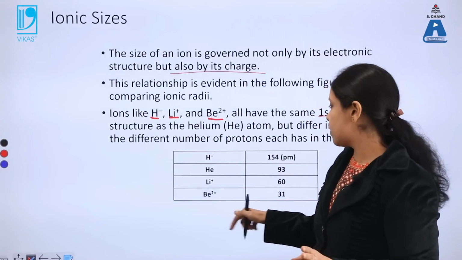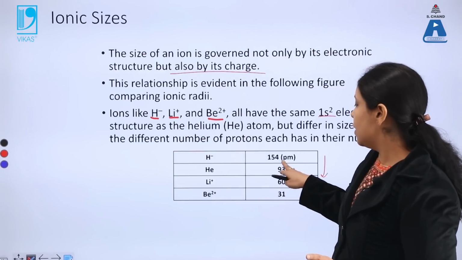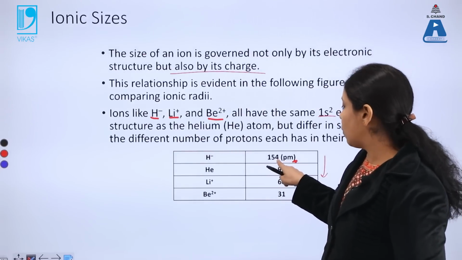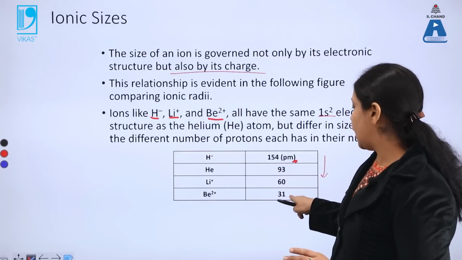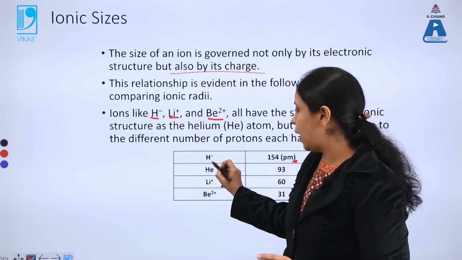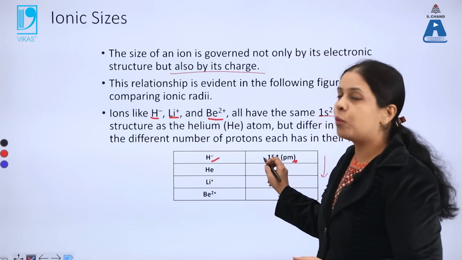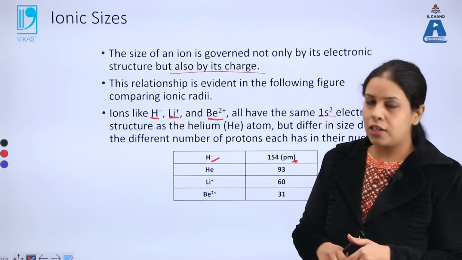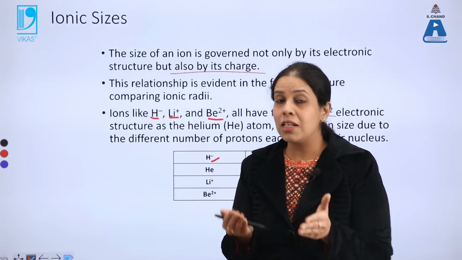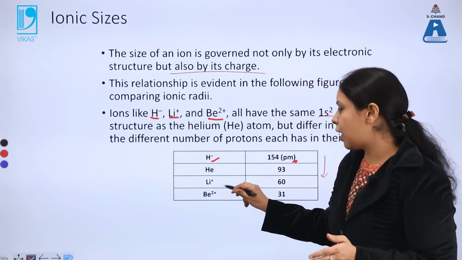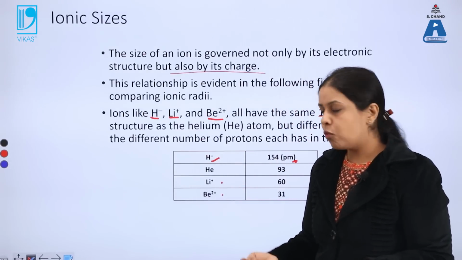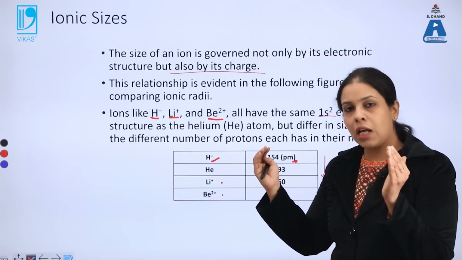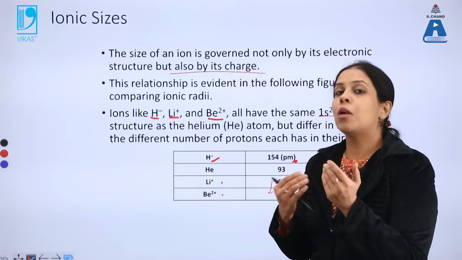Similarly with beryllium 2+. Now, how does the size decrease? The radius is shown in picometers: 154, 93, 60 and 31. We have discussed that an anion is always larger compared to its neutral species, and cations are always smaller in size because effective nuclear charge increases in the case of a cation. Since lithium and beryllium have more effective nuclear charge compared to helium, the size is less because the nucleus is now able to attract these electrons in a better way.